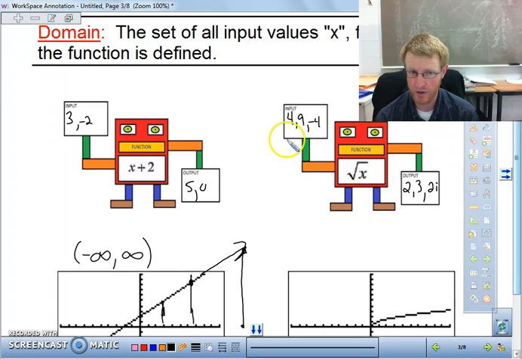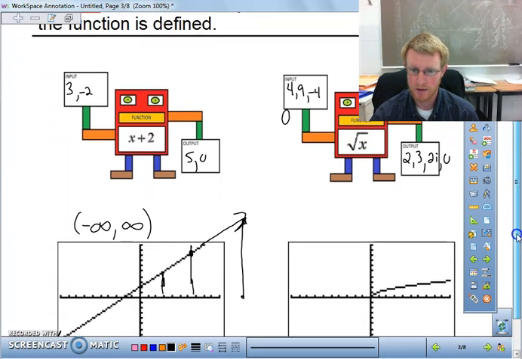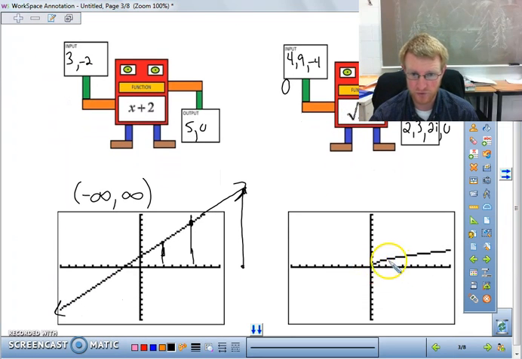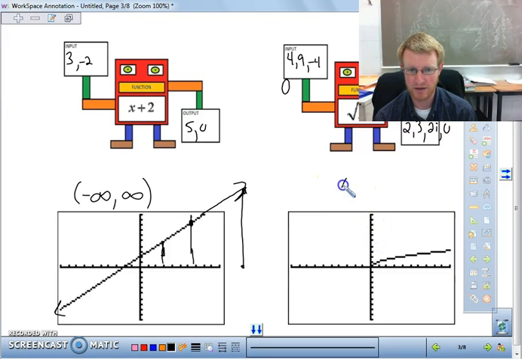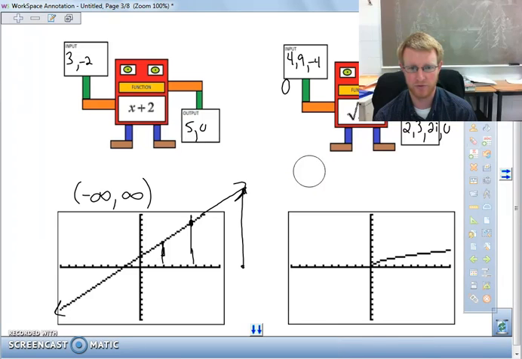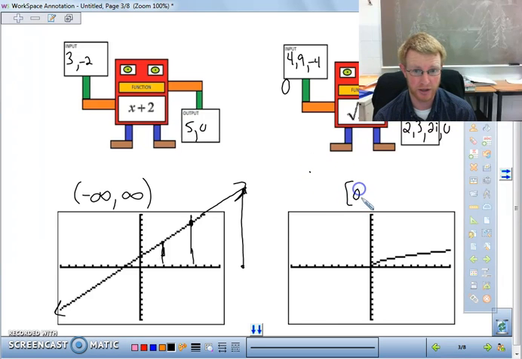Can we plug in 0? What happens when we plug in 0? Well, the square root of 0 is just 0, so 0 does work. When we look at our graph, we have a graph that starts at 0 and goes all the way to the right. There's no restriction on how big the x value is, but there is a restriction that it can't be negative. So our domain here, sorry, not a parenthesis, because 0 is included, it'll go from 0 to +infinity.